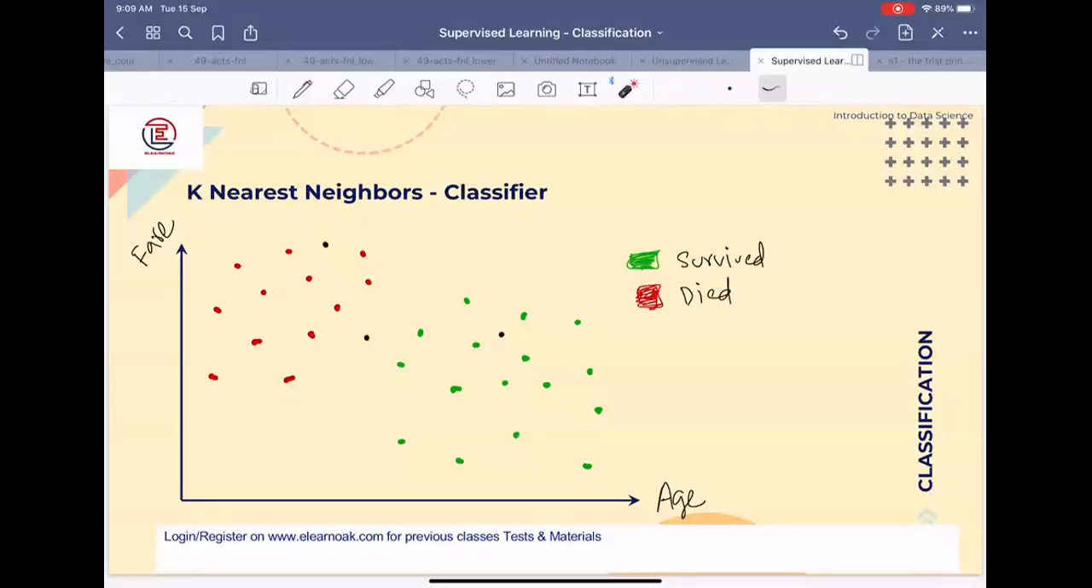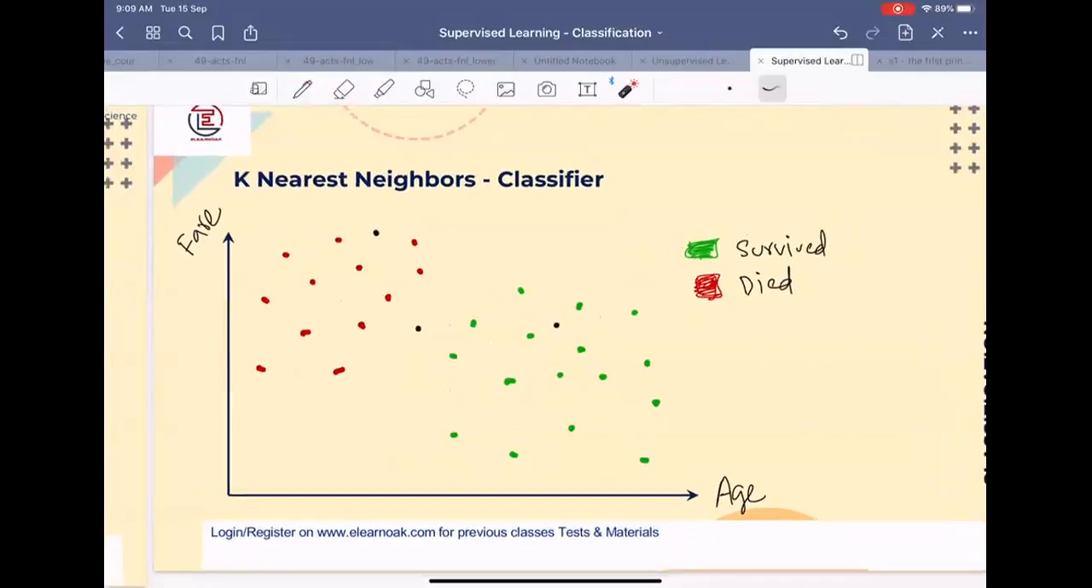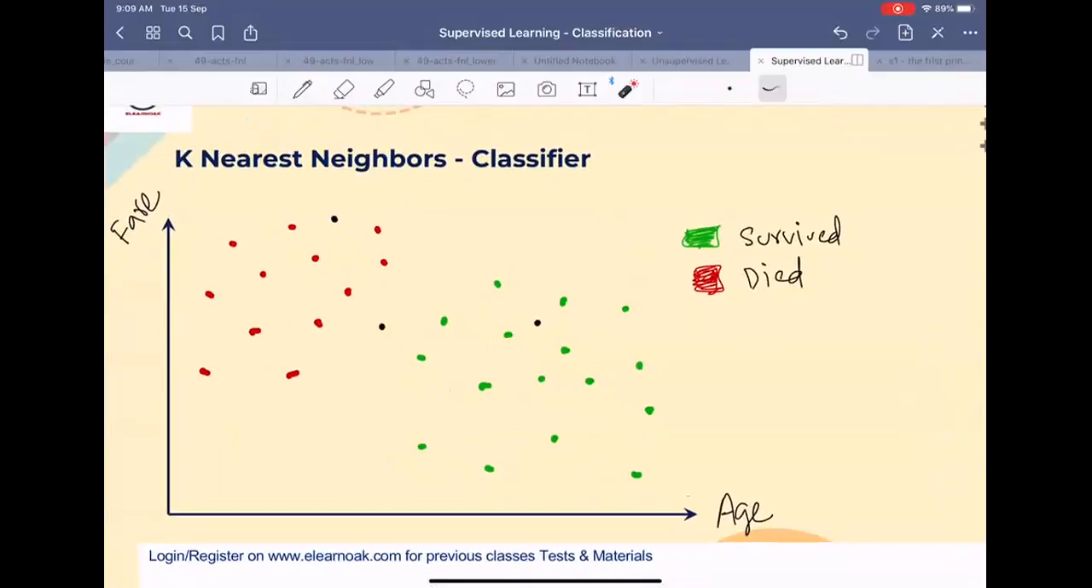If we have data like this, we ask what happens when I put in new data points. Let's say I look at a data point like this. What are the neighbors? Let me look at the three closest neighbors. The three closest neighbors are green. Since the three closest neighbors are green, I would say that this class is also green.